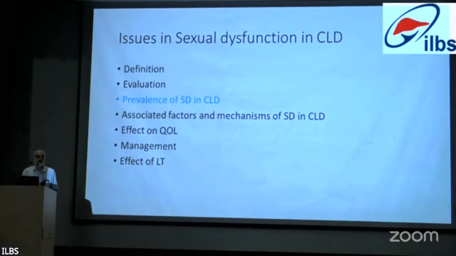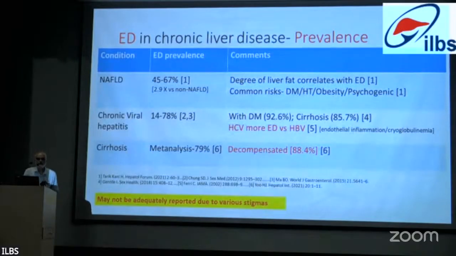So what is the prevalence? If you look at erectile dysfunction, that is male sexual dysfunction, the prevalence is quite high. There have been various studies. The first study, on NAFLD, found the prevalence quite high, 45 to 67%, and the degree of fat correlated with erectile dysfunction. And as we have seen, risk factors were diabetes, hypertension, obesity, and psychogenic factors.